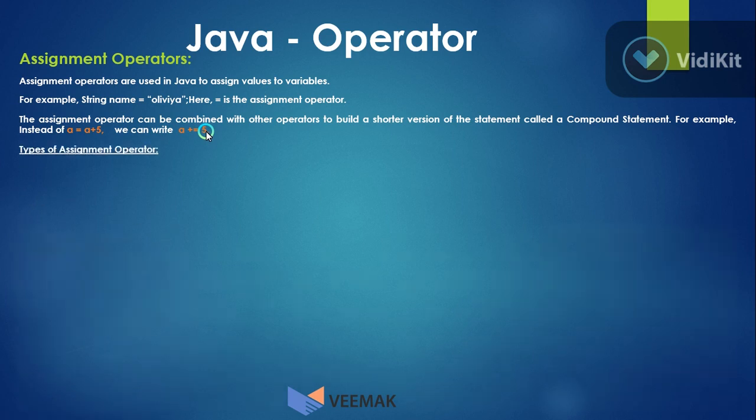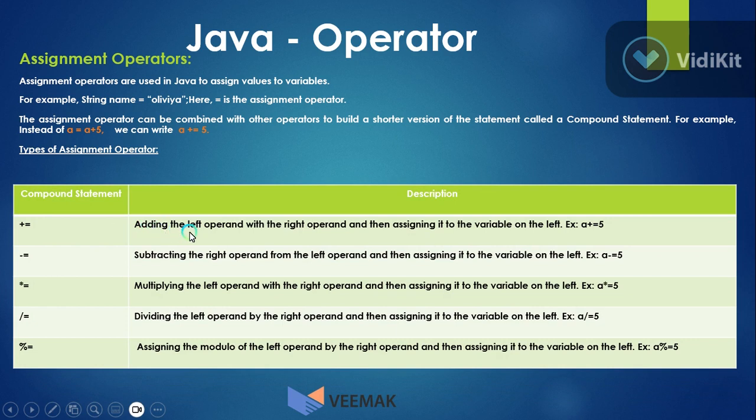Types of assignment operator. Plus equal to adds the right operand to the left operand and then assigns it to the variable on the left. For example, I am adding a plus 5, then the result will be stored in a. Subtraction, minus equal to, subtracts the right operand from the left operand and then assigns it to the variable on the left. For example, a minus equal to 5. Now I subtract 5 from a, and the result will be assigned to a.